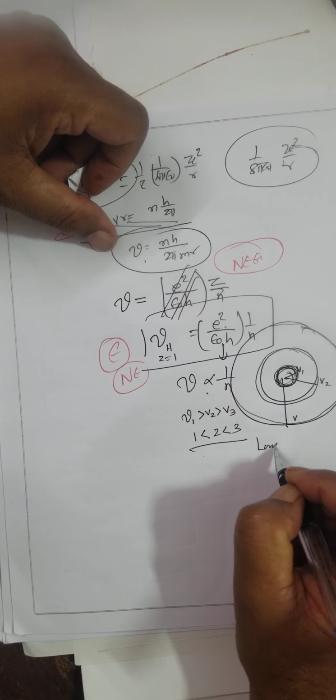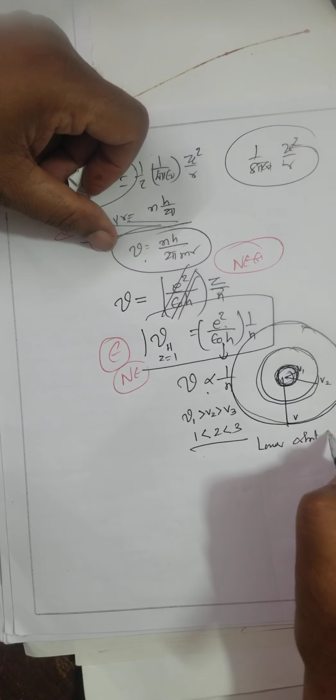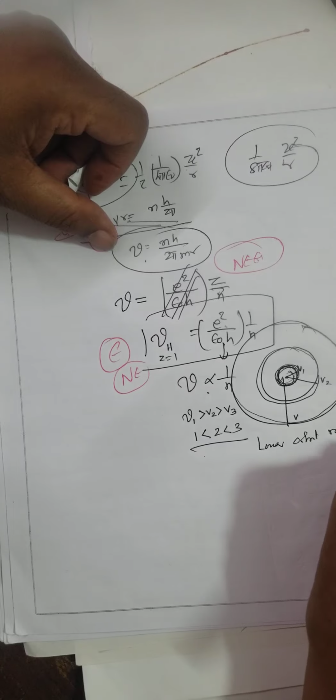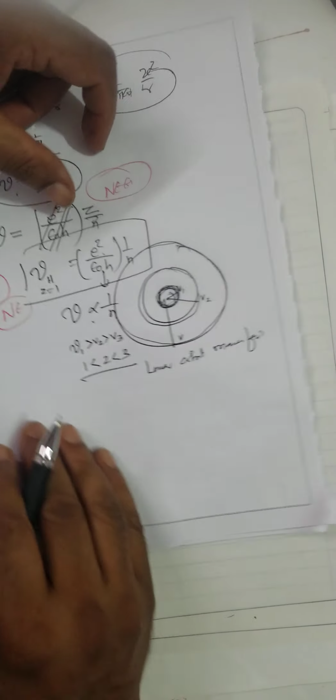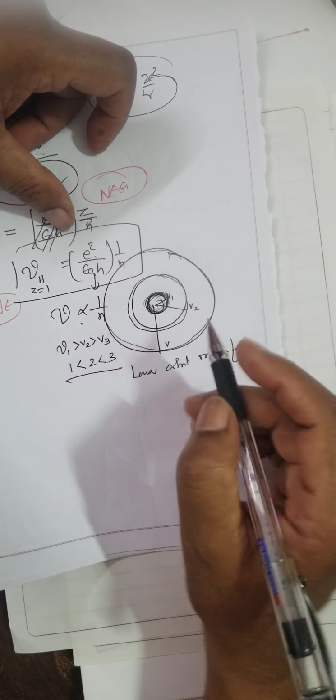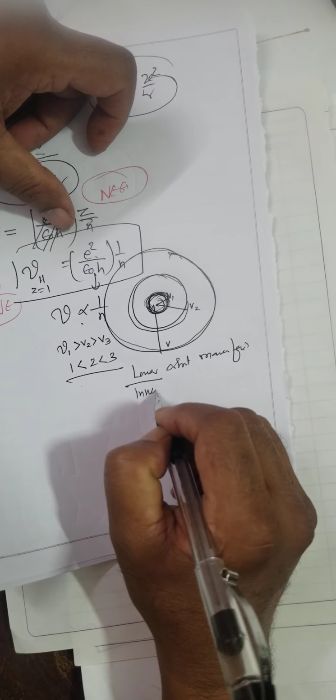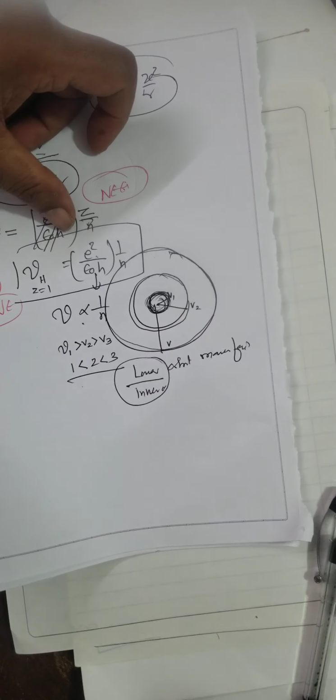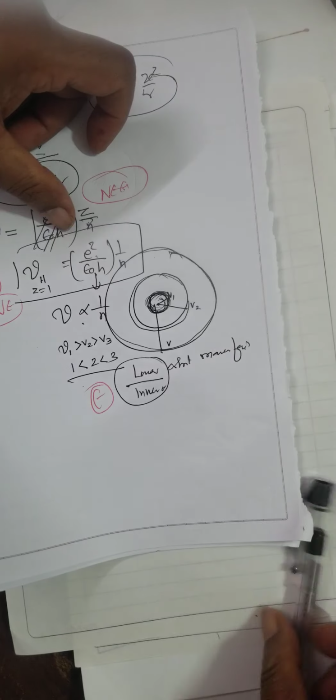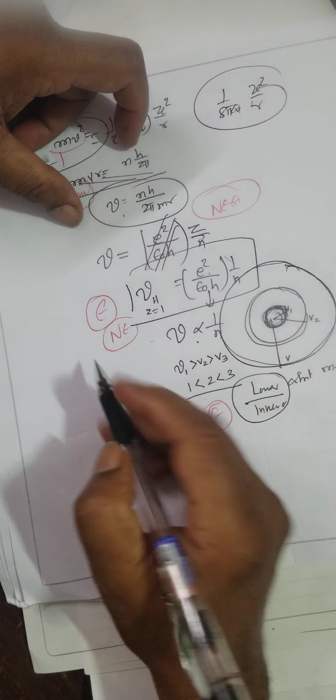Therefore the lower orbit moves faster. That is very, very important. Lower orbit, inner orbit moves fast. Lower means inner orbit moves fast. In CET, these are CET questions. Then again, what? They'll ask you this also.